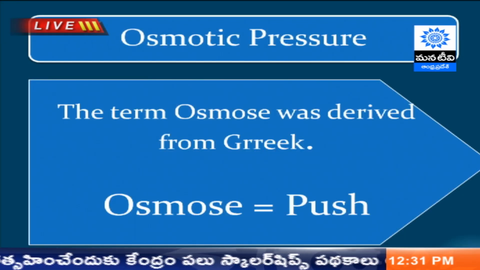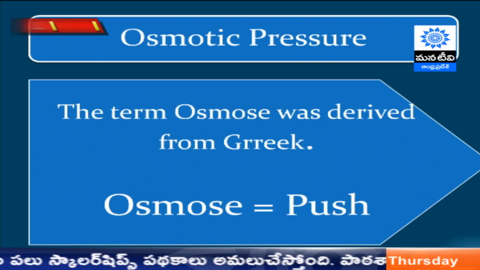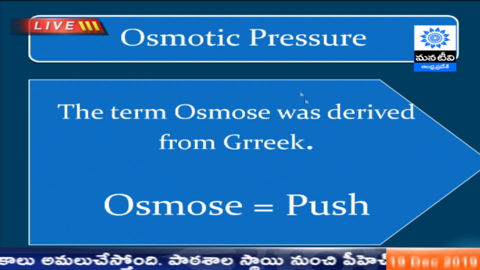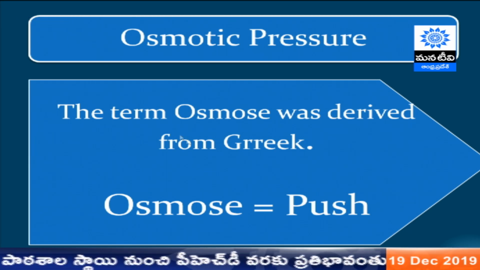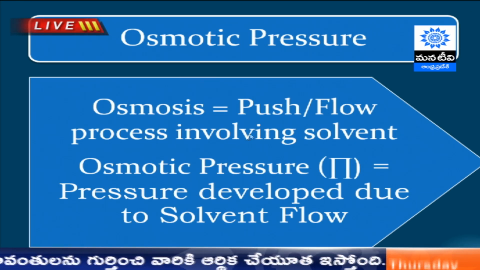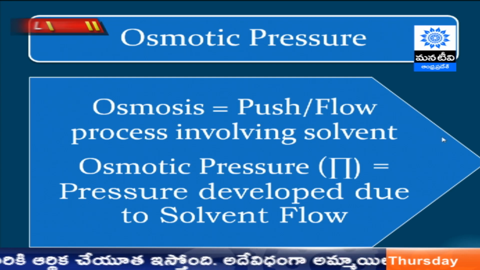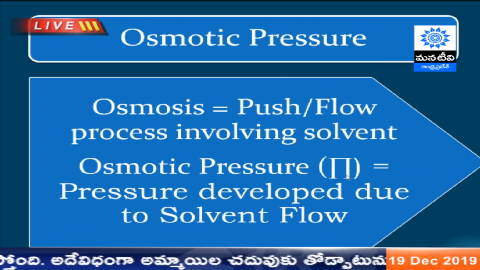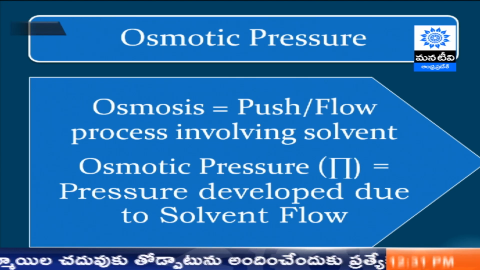So, now today's third topic is osmotic pressure. Osmotic pressure is also a physical property. Now, how is it derived? It is derived from the Greek word osmos. Osmos means push. So, the term osmotic pressure means the pressure developed by pushing of the solvent. Osmosis is a push or flow process involving solvent. Osmotic pressure, represented by pi, is a pressure developed due to solvent flow.